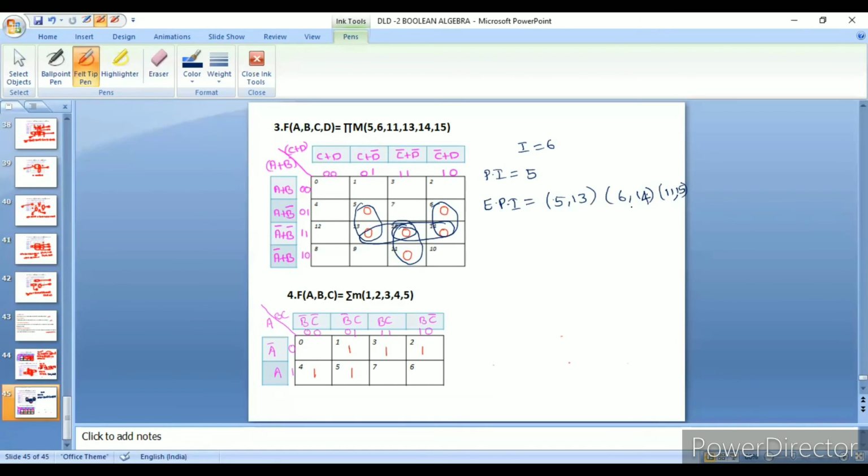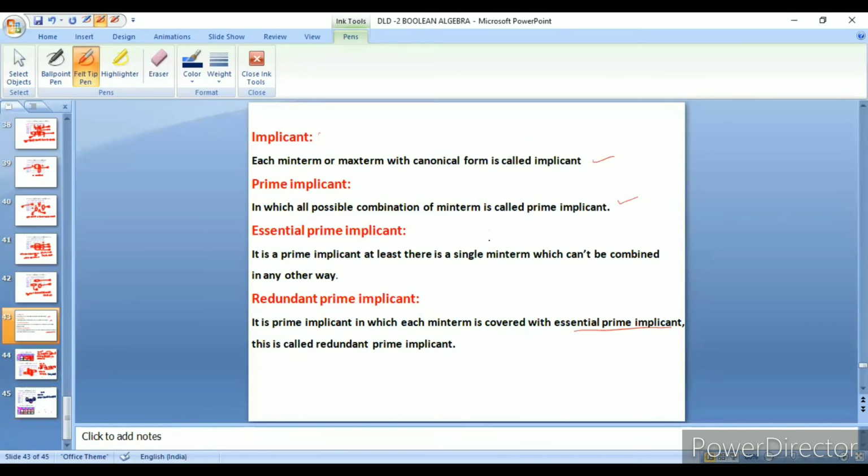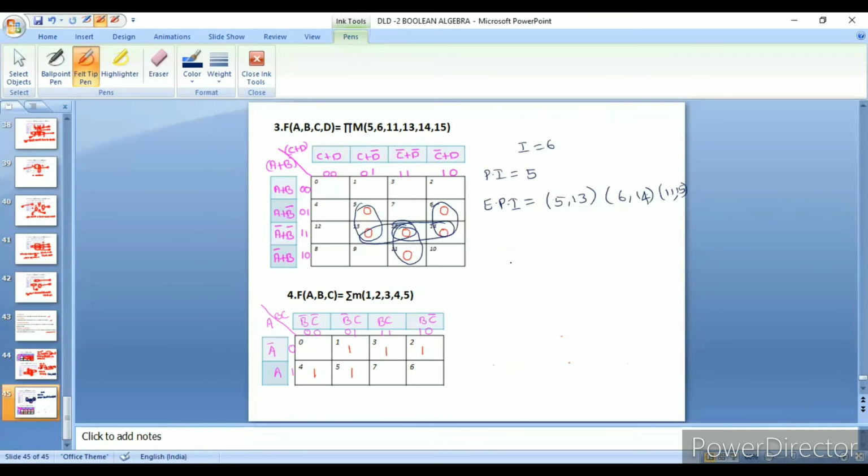So these are the essential prime implicants, because the 5 is combined only one way, and this 6 only one way. This 11 is in only one way. So that is the reason these are the essential prime implicants. There is no other minterms like that. Each is a single minterm which cannot be combined in any other way, only one time covered.